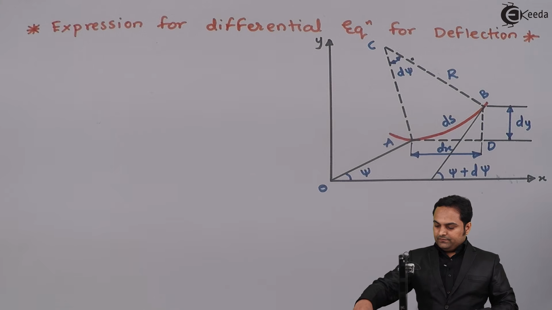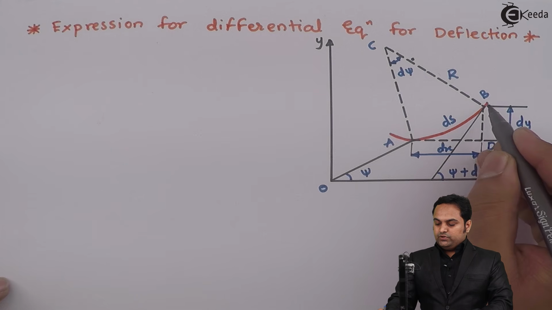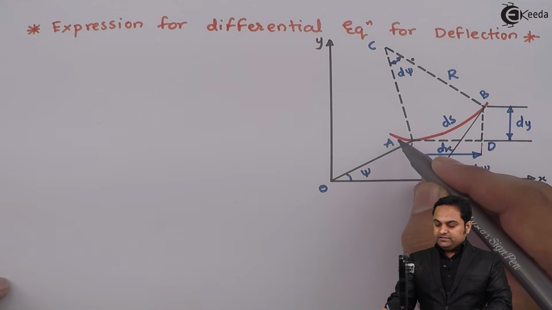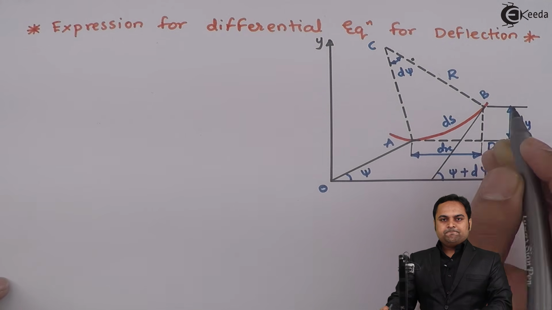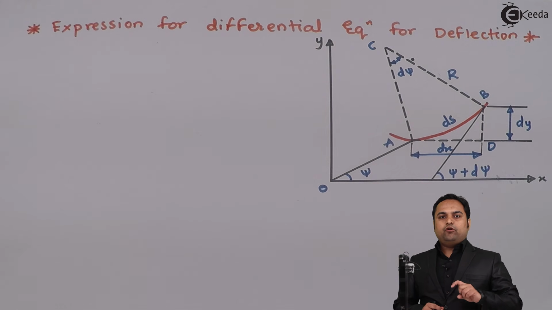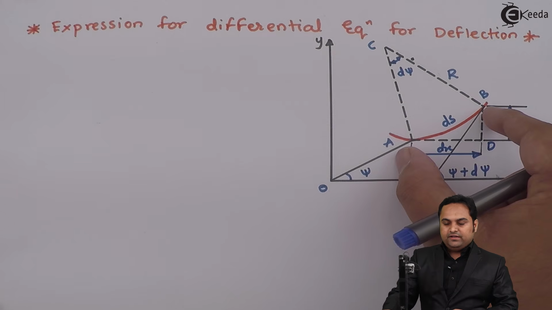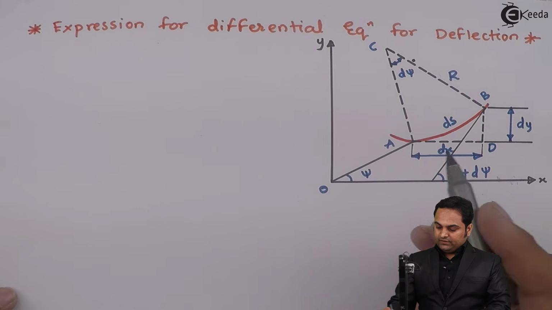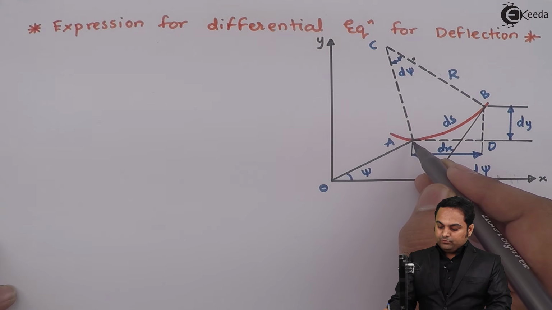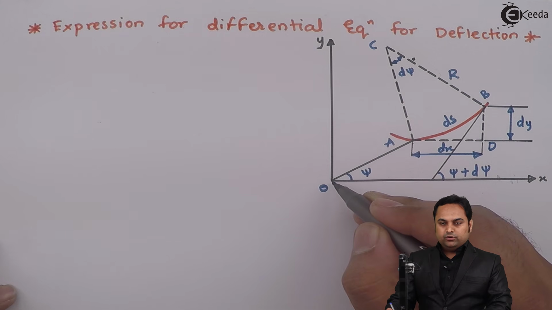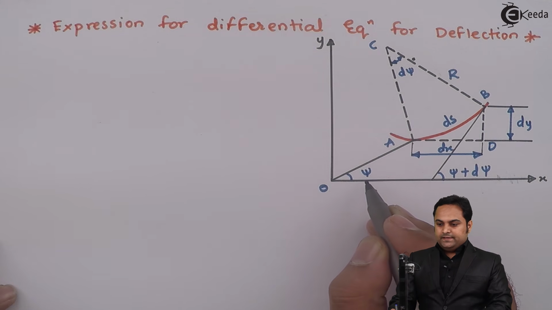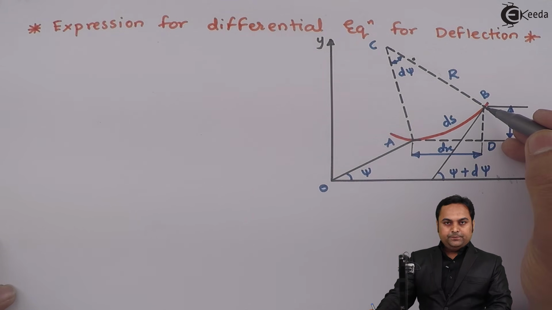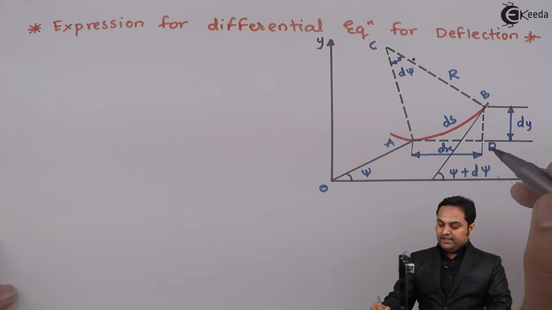Now in this diagram, this red portion is the length of arc AB which I am considering as a part of a bent beam. That is, when the beam gets bent, from that I am taking a small section which is AB. This small section AB has a length ds. At point A, I am drawing a tangent joining it to the origin. The angle is psi.